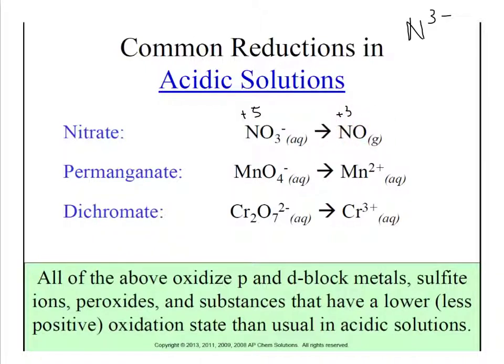turns into NO. Permanganate, MnO4-, it's going to turn into Mn2+, which is the more happy form of manganese. Dichromate turns into Cr3+. So these are just, if you're asked to predict what the products are, you need to recognize what these three are and know what they turn into.